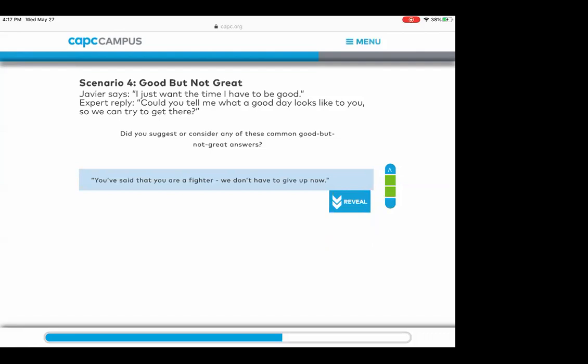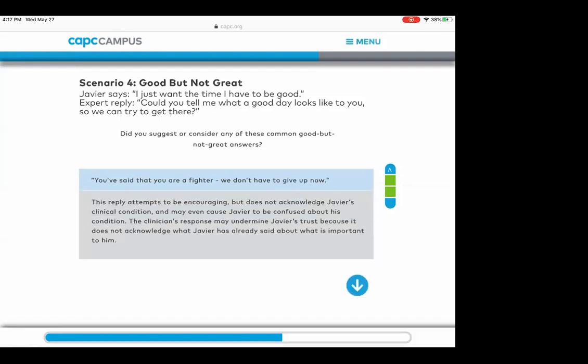You said that you're a fighter. We don't have to give up now. I don't really understand that. I guess you're just trying to make the patient feel better, and that can happen. If a patient says something that seems like they're losing hope or feeling defeated, human nature is to want to encourage them and say, no, you're doing okay. I think us physicians are just as bad at that as anyone, because you want to help people feel better. You want to treat people. But it's just not always the right thing to say.